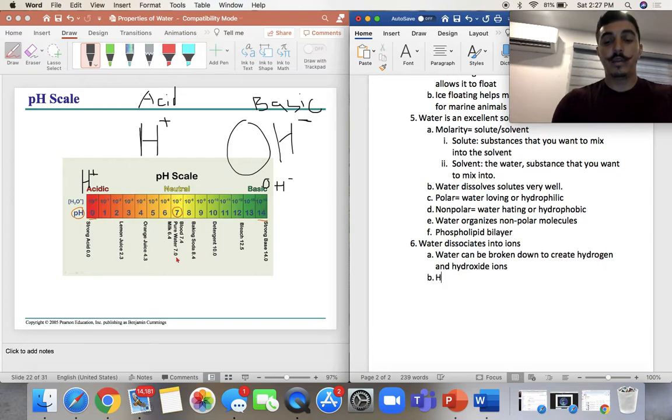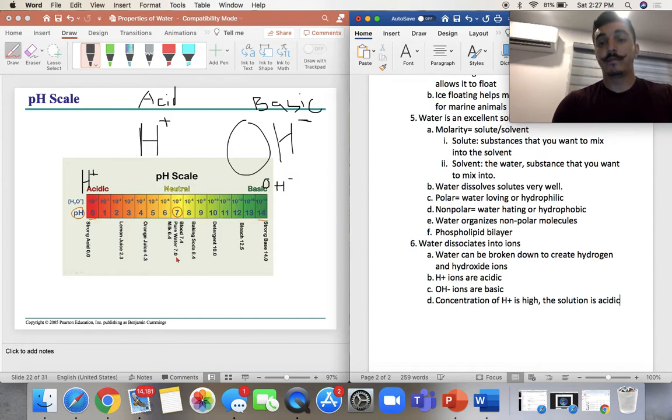Okay. So H plus ions are acidic. OH minus ions are basic. Pretty basic. So when the concentration of H plus is high, the solution is acidic. And same the other way around. When the concentration of OH minus is high, the solution is basic. Okay? And that's how we categorize between something that's basic or acidic.